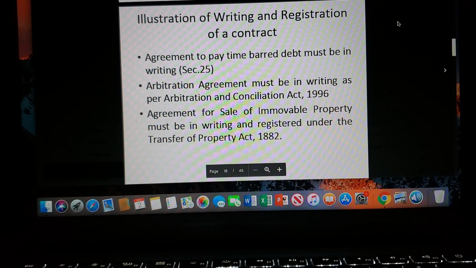Illustration of writing and registration of a contract. Agreement to pay time barred debt must be in writing, Section 25. Arbitration agreement must be in writing as per Arbitration and Conciliation Act 1996. Agreement for sale of immovable property must be in writing and registered under the Transfer of Property Act 1882.